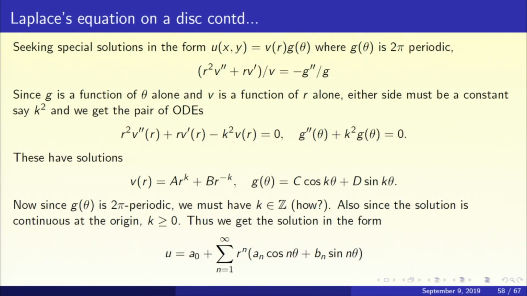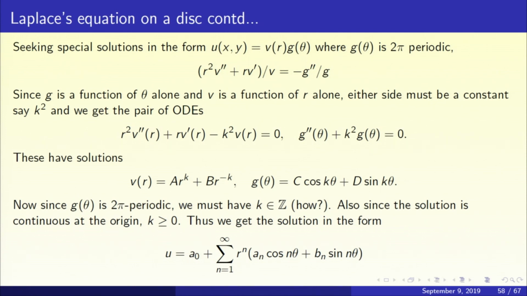Then r squared v double prime will be m into m minus 1 r to the power m. r v prime is simply m r to the power m. So add them up. You get m squared minus k squared times r to the power m. So the only possible choices are m equal to plus k and minus k. In other words, the only possible solutions are r to the power k and r to the power minus k. So v of r is a r to the power k plus b r to the power minus k.